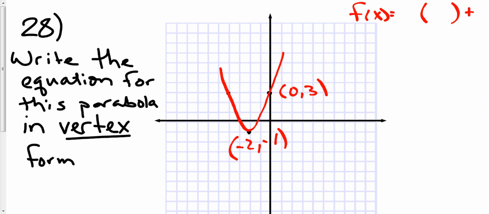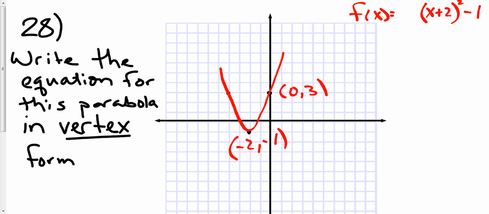What do I know about the vertex? Vertex is negative 2, comma negative 1, right? So it moved over to the left. So this is going to be x plus 2, right? Squared. And then I move down 1, so it's minus 1. And it's a smiler, so I know this number out here is going to be positive.